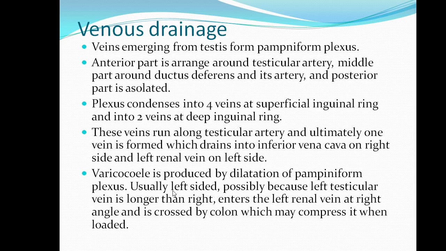The varicocele is produced by dilatation of the pampiniform plexus. It is most common on the left side, possibly because the left testicular vein is longer than the right and enters the left renal vein at a right angle, and is crossed by the colon, which may compress it when it is loaded with fecal matter.